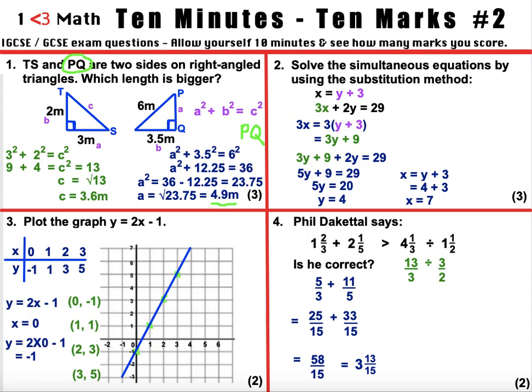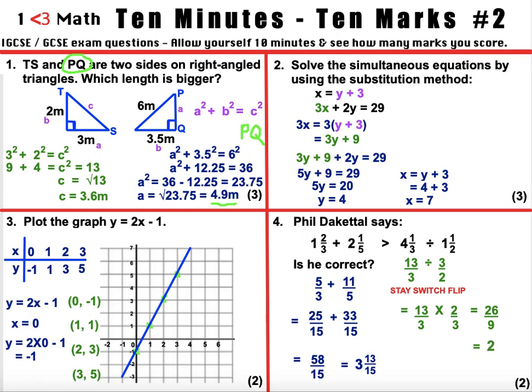Now to divide fractions, we need to stay switch flip. So the first fraction stays as it is. The divide becomes a times, and the second fraction flips. So we now have 13/3 multiplied by 2/3. And we can times across the top, and we can times across the bottom. Times across the top, times across the bottom. That gives us 26 over 9.